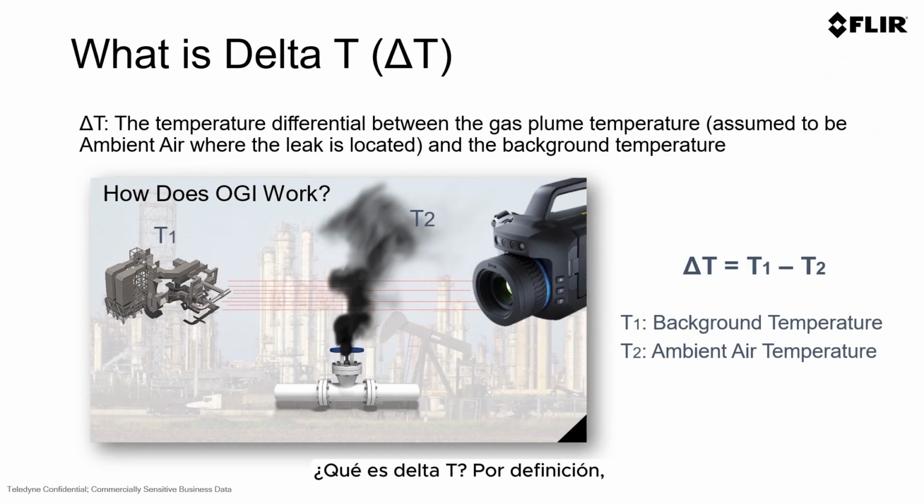What is delta T? By definition, delta T is a temperature differential between the gas plume temperature, which is assumed to be ambient air, and the background temperature. In this image right here, you can see that we would subtract the ambient air temperature, or T2, from the temperature of the background that is taken with the radiometric capabilities of a FLIR camera, or T1. That subtraction will get you the delta T reading and ensure that you have enough delta T to be successful in your QOGI analysis.